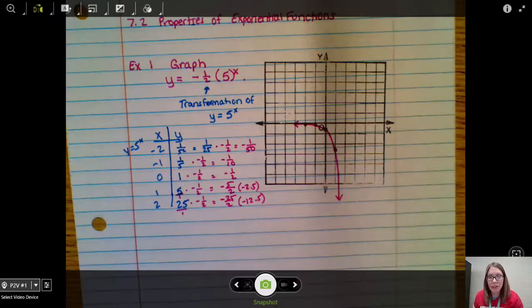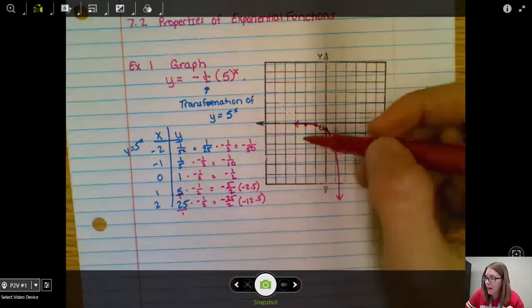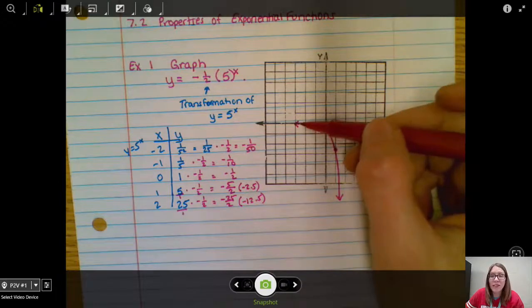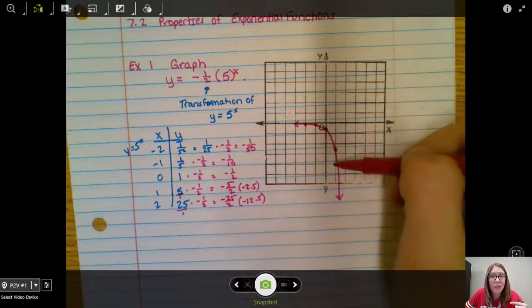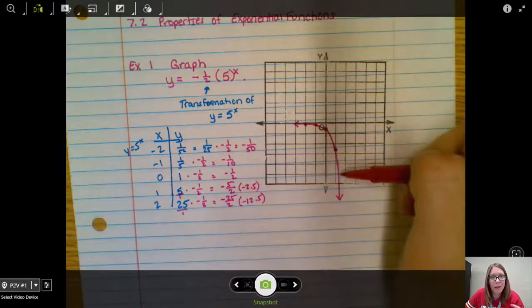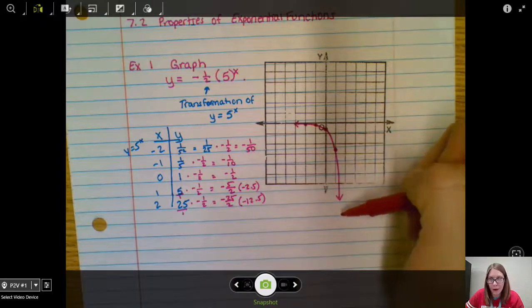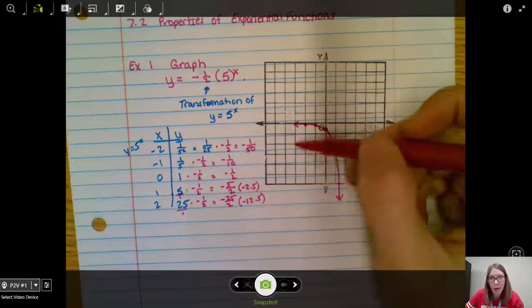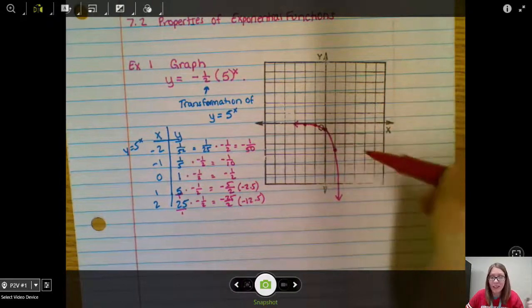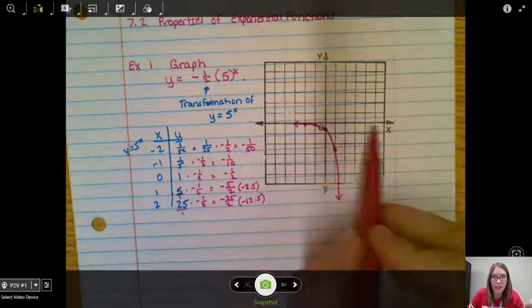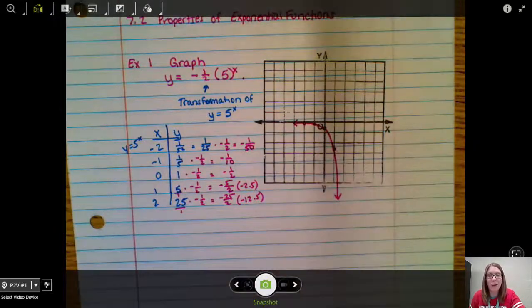Okay, so here's what our graph looks like. Hopefully you can see that we have that reflection and our exponential function is still changing very rapidly. Our y values are just decreasing now very rapidly. So our asymptote still has not changed. Our asymptote is still on that x-axis here, y equals 0.